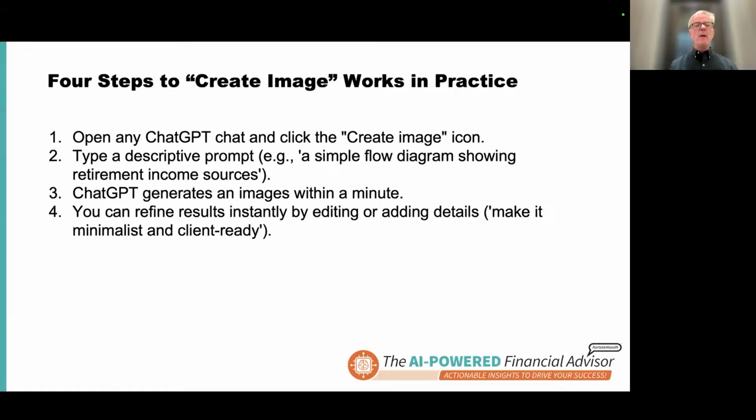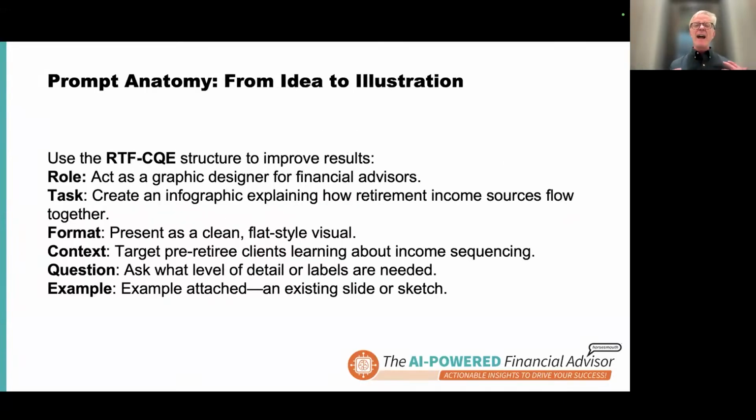So the way to do it, like I just said, is you go over there, you click on the image, and you type in your descriptive prompt, like you see there, number 2, a simple flow diagram showing retirement income sources. Then ChatGPT will generate the image within minutes. And then you can refine the results, telling it, I want this more minimalist, I want to make it client ready, and so on and so forth. Now, how do you do that?